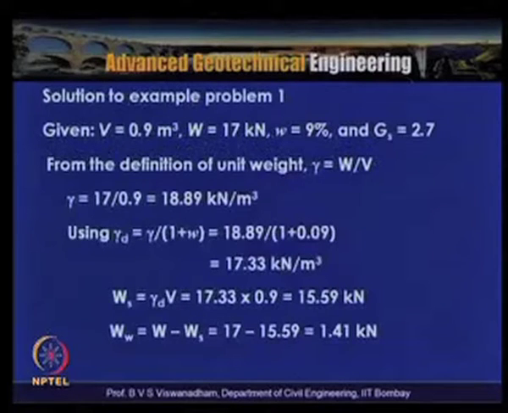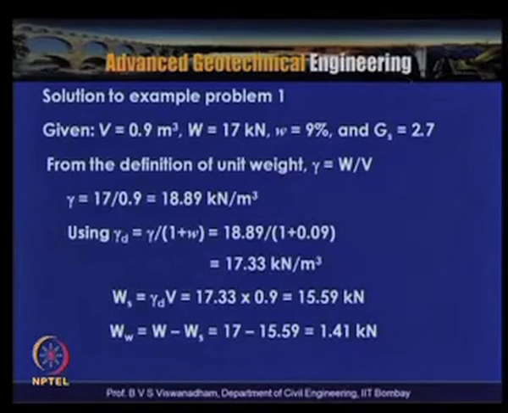So, the solution runs like this. What is given is that volume is 0.9 meter cube, weight is 17 kilonewton, water content is 9% and specific gravity of the solids is 2.7. From the definition of unit weight, we can write gamma is equal to W by V. So, the bulk unit weight is 17 divided by 0.9, which we can write as 18.89 kilonewton per meter cube. Using gamma d is equal to gamma bulk divided by 1 plus w, we can calculate the dry unit weight of the soil.